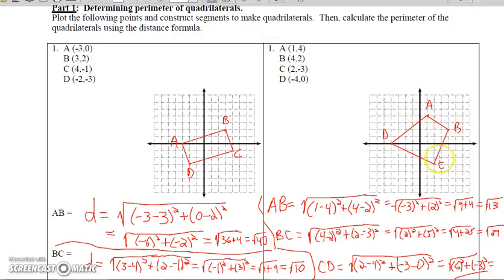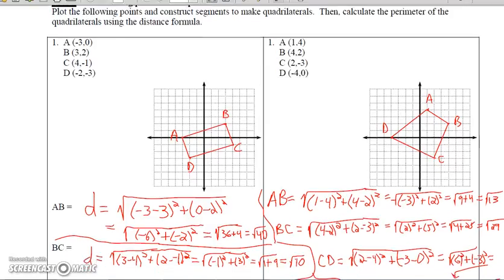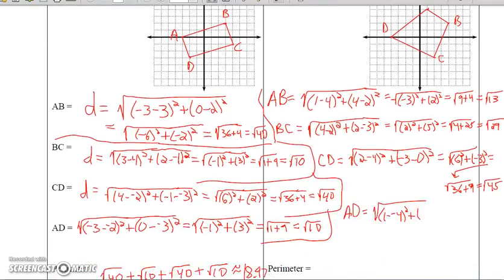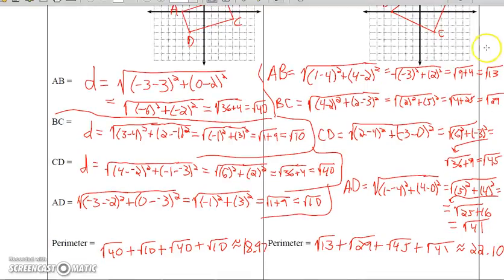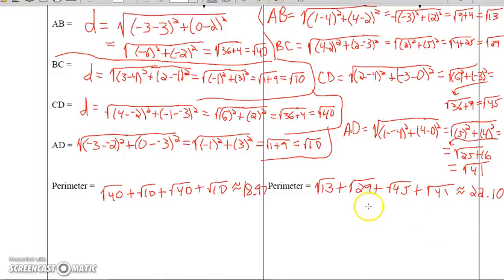Here's A, B, C, D. Use the coordinates to plot the points and label them, and draw in the quadrilateral. Now you can see I need this, this, this, and this. I need those 4 lengths. So I'm going to do the distance formula 4 times. Once I get my 4 amounts, here they are. I plug these into my calculator and get the rounded answer.